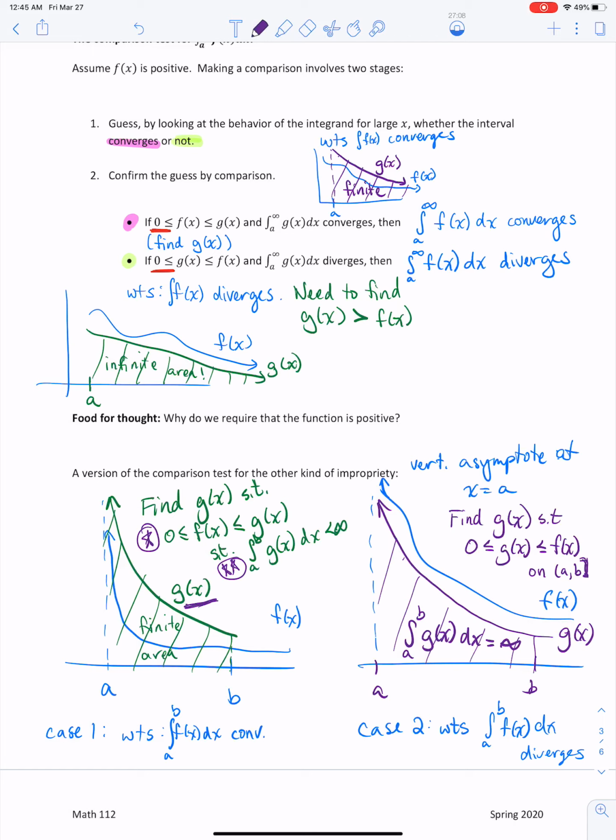In the same way, you have two criteria for divergence, right? You need to have a g of x that's always less than your f of x, and you need to have the area under your g of x being infinite. So I just want to highlight that all of those things are important when you apply these rules.